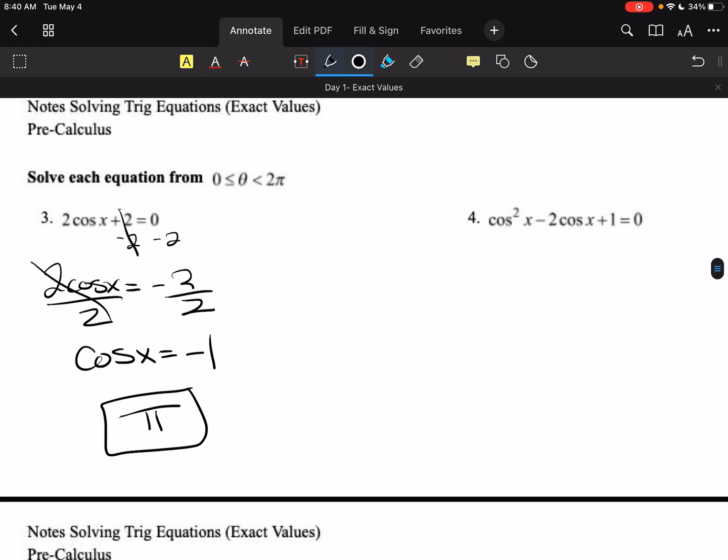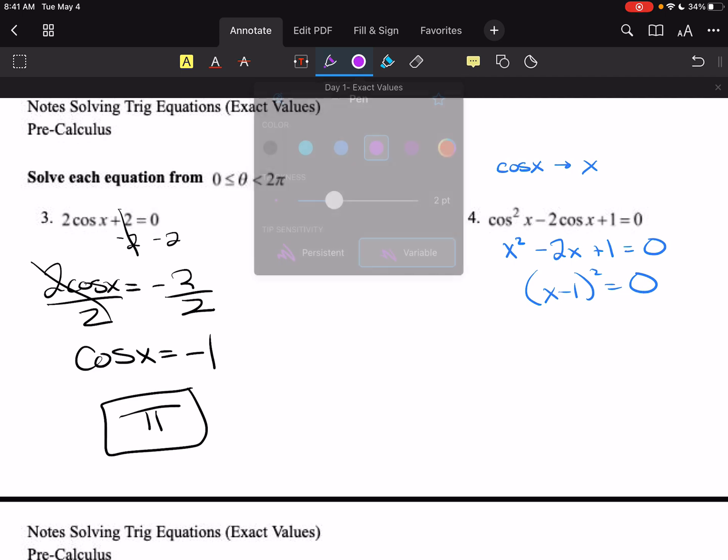All right, number 4 is where things start getting tricky. So if I look at the way my equation's set up, this looks like a quadratic equation, just with cosines in it instead of x's. So to kind of show this a little bit easier, we're going to change cosine of x into x, just so we can see the factoring a little bit easier. So instead of cosine squared x, I would have x squared. Instead of -2 cosine x, -2x, and then plus 1. So factoring that, I would get x minus 1, x minus 1, which would just be x minus 1 squared.